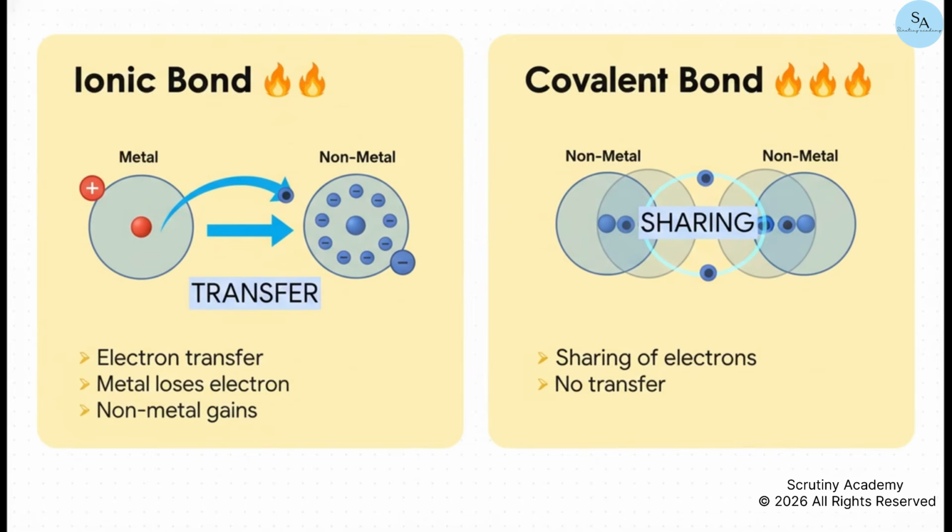Okay, this is the big one, the difference between the 2 main bond types. Ionic bonds involve a transfer of electrons. It happens between a metal and a nonmetal. Covalent bonds involve sharing electrons, and that happens between 2 nonmetals. If you get this, you are golden.